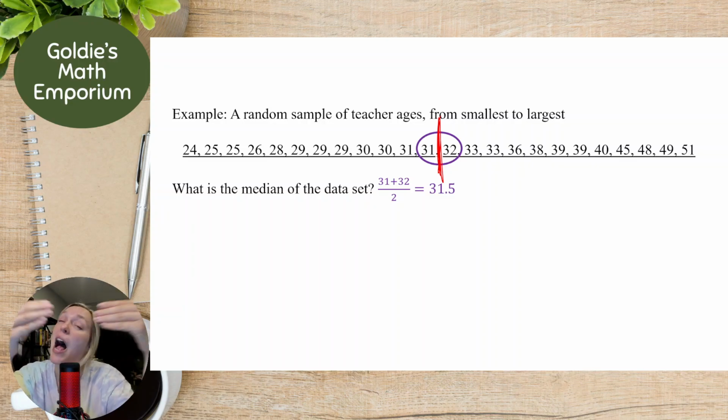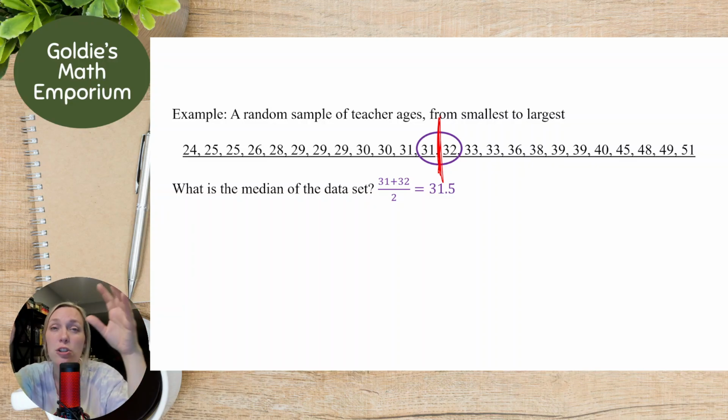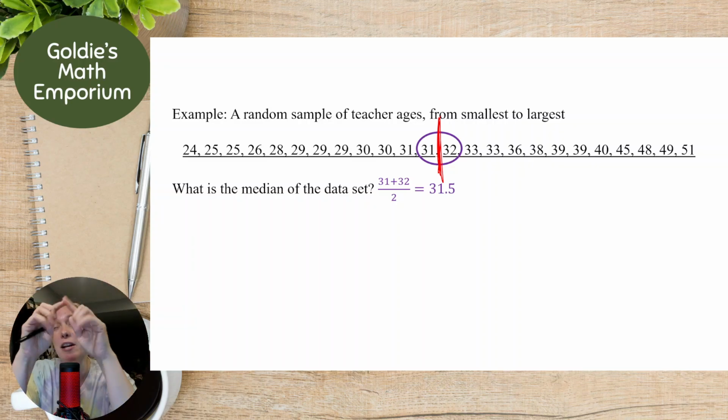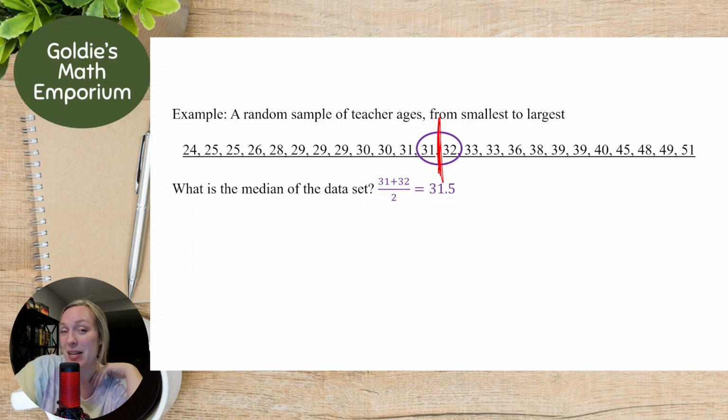If you had an odd number, like if you had 25 teachers, when you count in to find your middle value, it'll actually be a single value, and that'll be your median. Okay? In this case, you had to average two numbers. Okay? And that's your median.